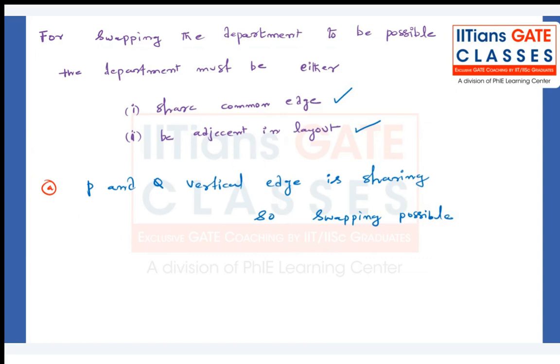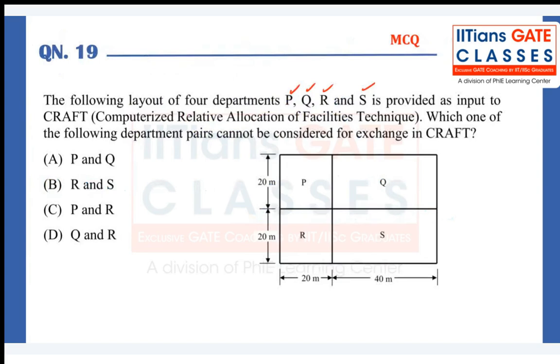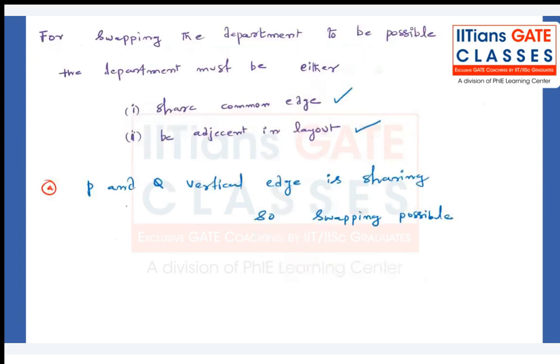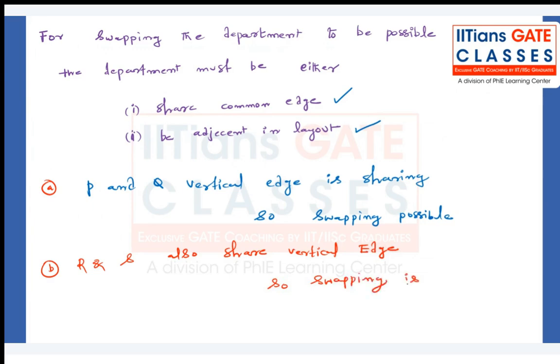Now let's see the R and S option. Here a swap is possible. R and S also share a vertical edge. So swapping is possible, and the above condition is satisfied. Clear, everybody? Right.